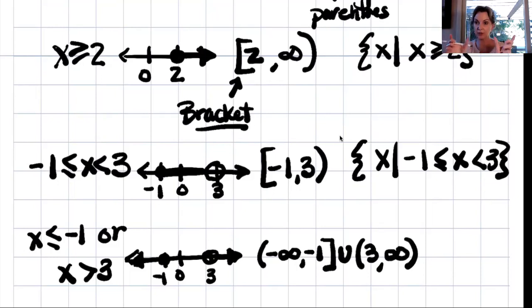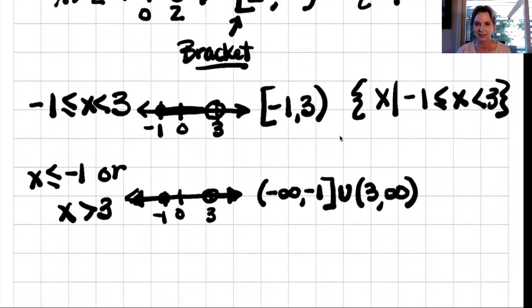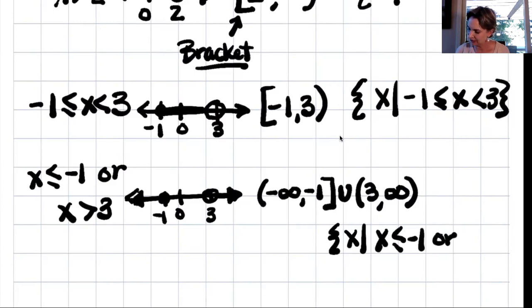So it means we're joining those two sets of numbers and we're not including the stuff in the middle. It's like saying don't include -1 to 3. Kind of cool, huh? And I can't quite fit it in there with my big fat pen, but what would set notation look like? It would be all x's such that, and you're kind of just repeating the original problem: x is less than or equal to -1, or x is greater than 3.